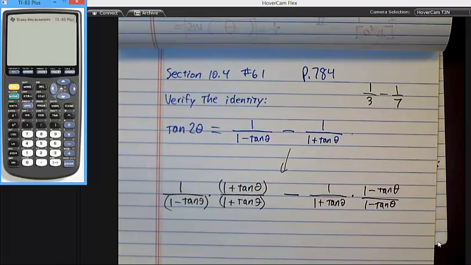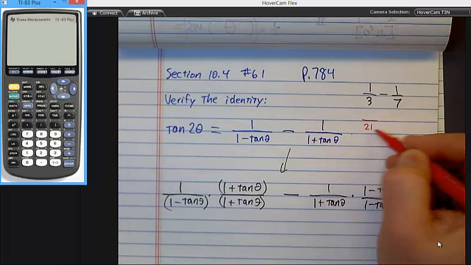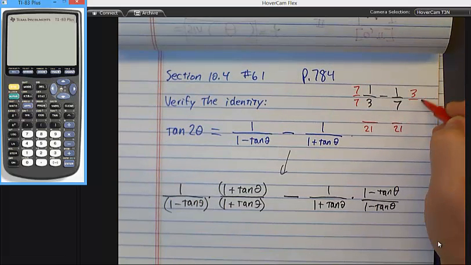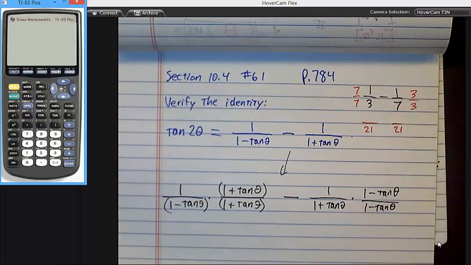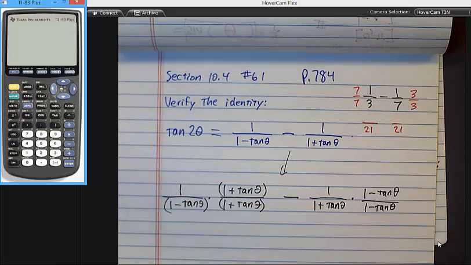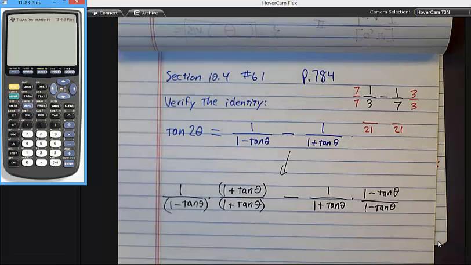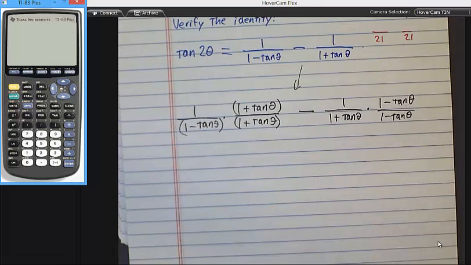It's exactly like you would do here. How do you change these to 21? You multiply this one by 7 over 7, and you multiply this one by 3 over 3. It's the same process. It's just that it's got these ugly trig expressions that are brand new to us, and so sometimes that slows us down. All right, but I'm going to go ahead and work on this now. And eventually, I'd love to get it to equal the left-hand side, tangent of 2 theta. All right, we'll see what happens.